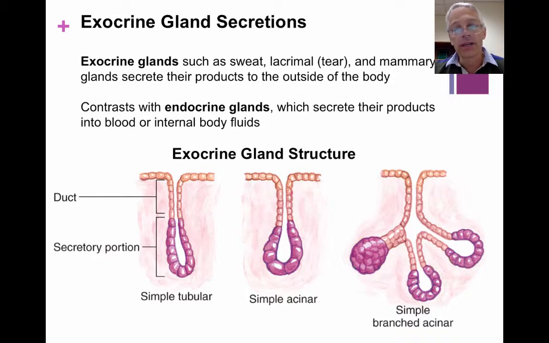There are three different basic structures of exocrine glands. This is in the book. We may see this at some point, but it's not a particularly important idea for you in a class like this.